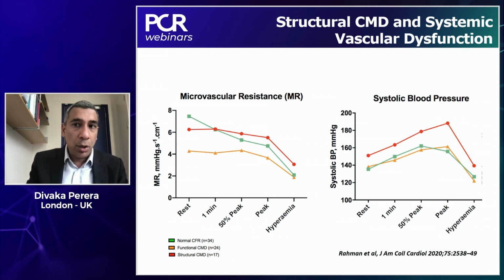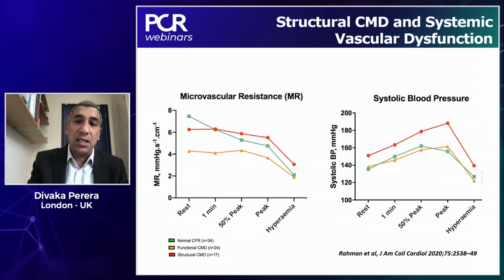Now look at the panel on the right, which is simply central arterial blood pressure. And you see that in the groups with functional CMD or normal microvascular function, there's a slight increase in blood pressure with exercise, as you would expect. But in contrast, in those who have structural CMD, there's quite a dramatic increase.